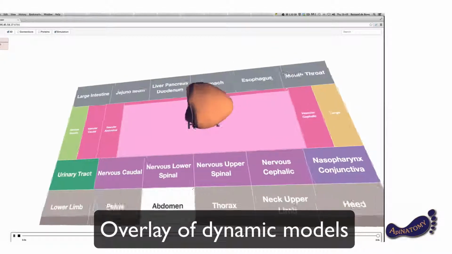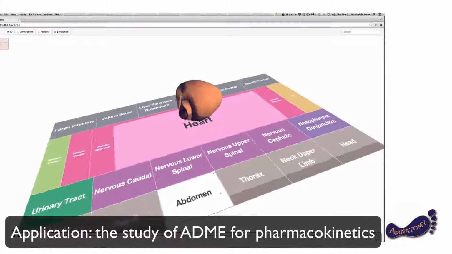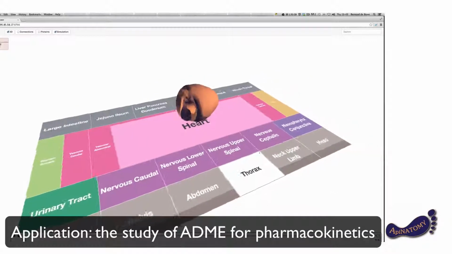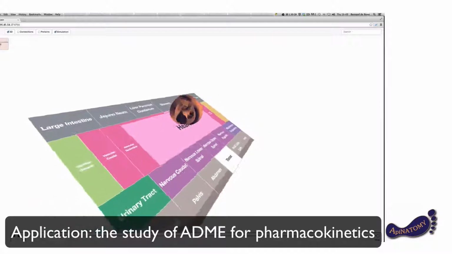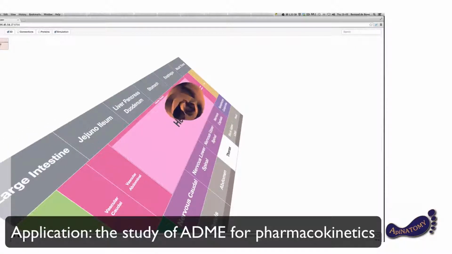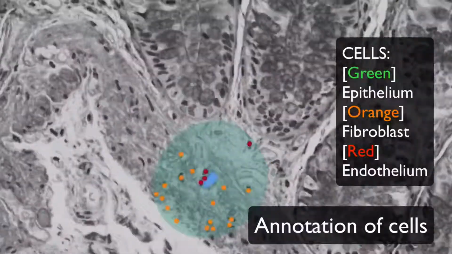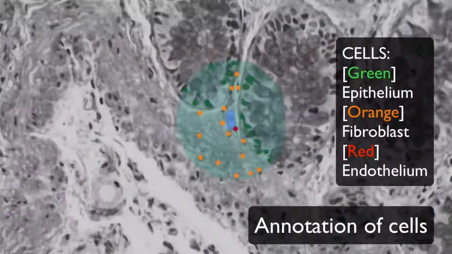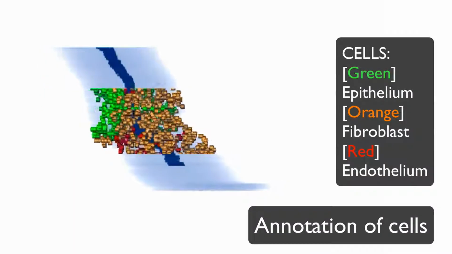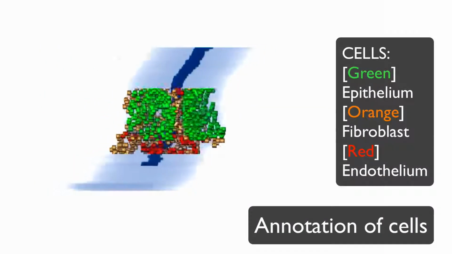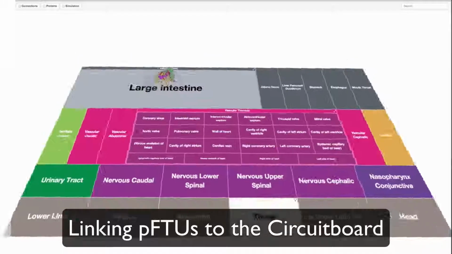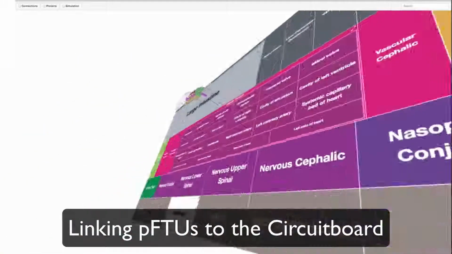The calculation of such routes is of interest, of course, to the study of processes of absorption, distribution, metabolism, and excretion relevant to the handling of drugs by the body. The next step is to advance the coverage of this semantic interoperability to bridge cellular annotation in the Human Protein Atlas to cellular annotation within PFTUs linked to the physiology circuit board.